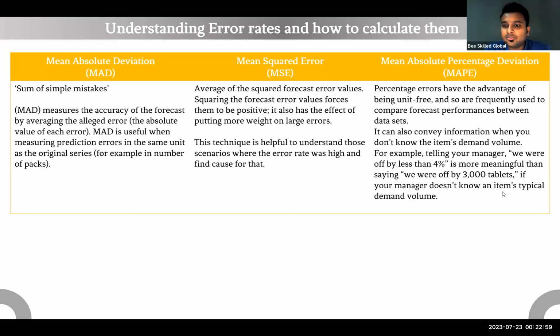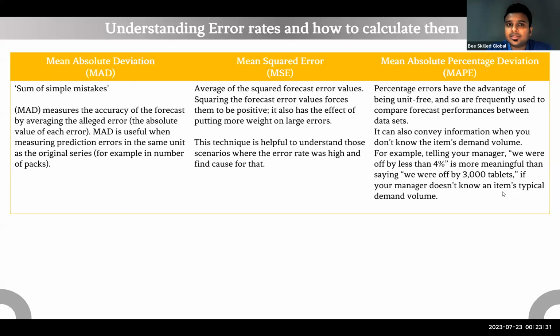Mean absolute percent deviation is simply the mean absolute deviation presented in a percentage format. If you tell your manager that we were off by 3000 tablets, it will not really make sense because we don't know 3000 tablets out of what. But if we say we were off by 4%, or our error was 4%, it simply gives you an idea of 4% out of whatever. So we understand much more clearly when it is depicted in percentages. That is what mean absolute percentage deviation is.